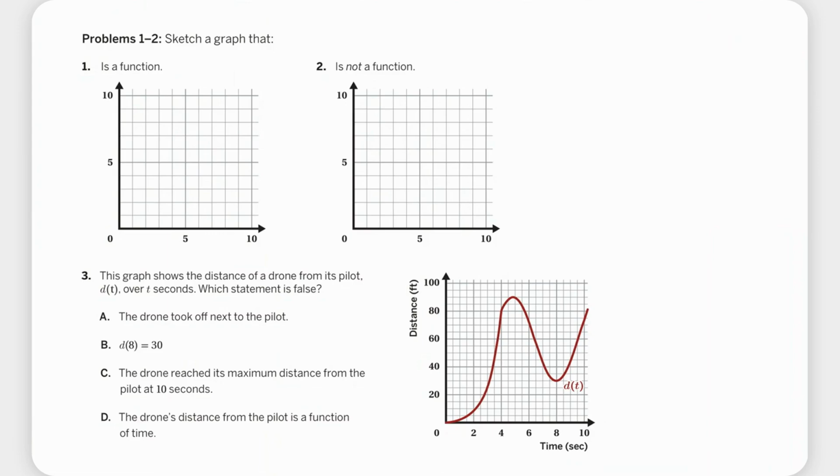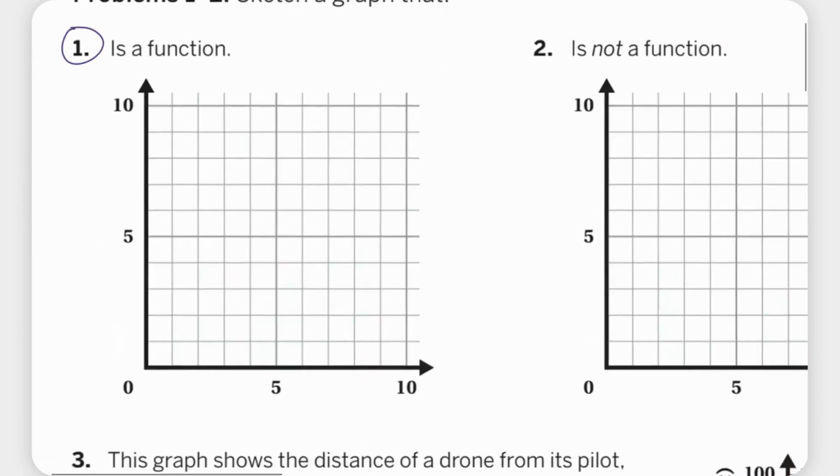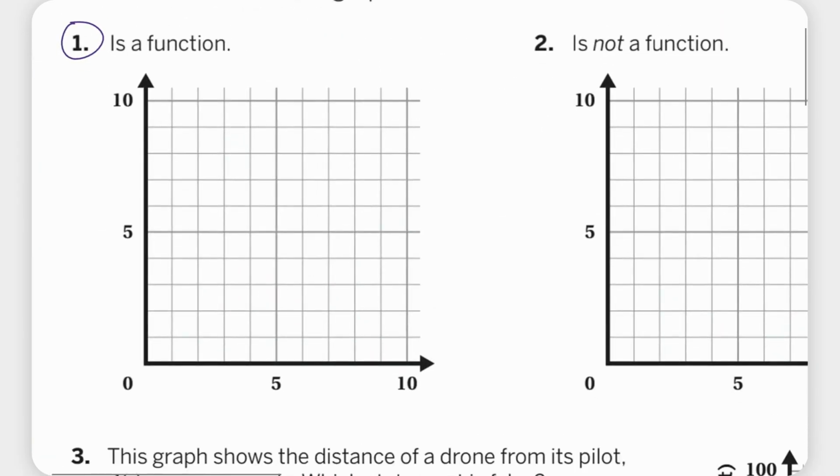Here we're asked to sketch a graph that is a function for number one. So to sketch a graph that is a function on this one here, we're going to make sure that it can really be any shape that we want it to be. We could have straight lines, we could have curves. The main thing here for making sure that it's a function is that every input has only one output.